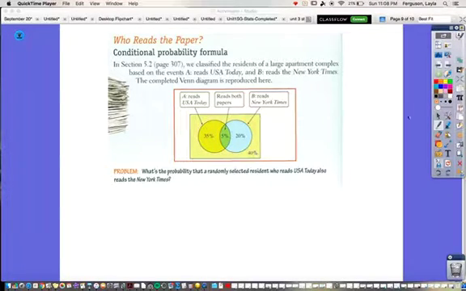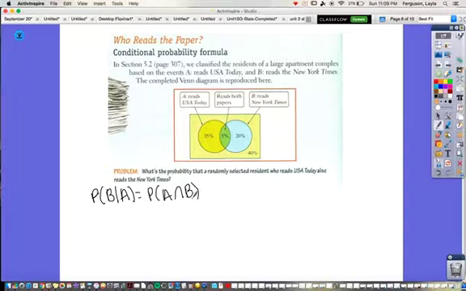So using the formula that we had on the last page, which was the probability of B given A, we would say the probability of A and B at the same time over the probability of A. We know that A and B at the same time means that they read both of the papers, which based on our Venn diagram would be 0.05, and the probability of A is that they read the USA Today, which is going to be 0.40. The reason it's 0.40 is because we have to include that 5% where they also read the New York Times. So we have to say 35% plus 5% makes 40%.